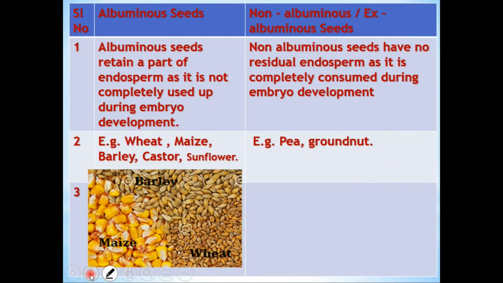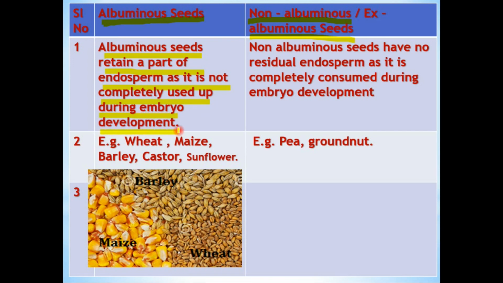Now we have reached the end of our discussion, where we can see that the seeds are of two different types. One kind of seed is called the albuminous seed or the endospermous seed, and the other one is called the non-albuminous or the ex-albuminous seed. What happens with the albuminous seeds? The albuminous seeds retain a part of the endosperm as it is not completely used up during embryo development.